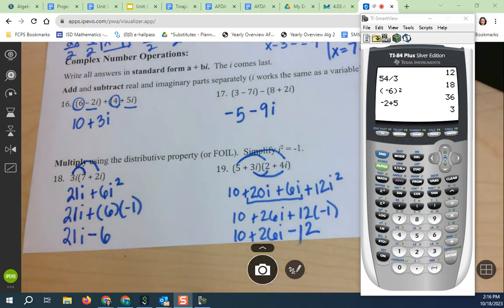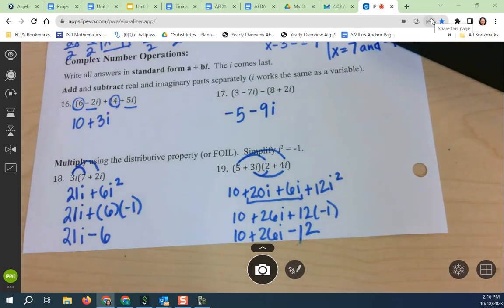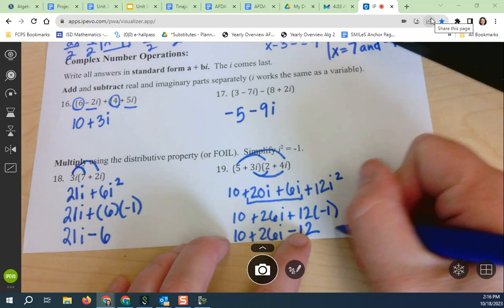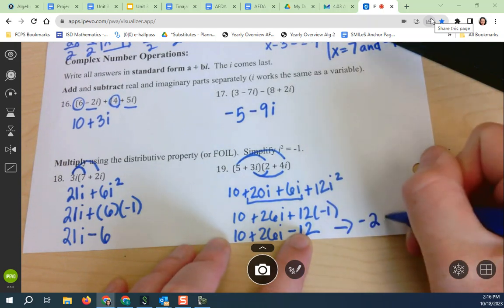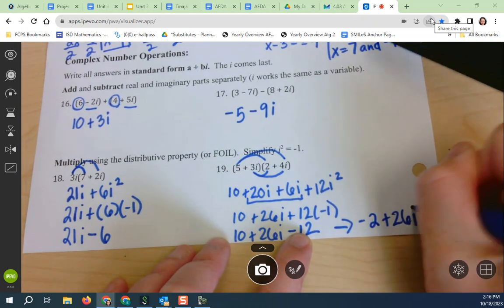And then finally I have to combine what two like terms? 10 and negative 12, right? So let me get this calculator out of the way. And these two combine to make negative 2 plus 26i.